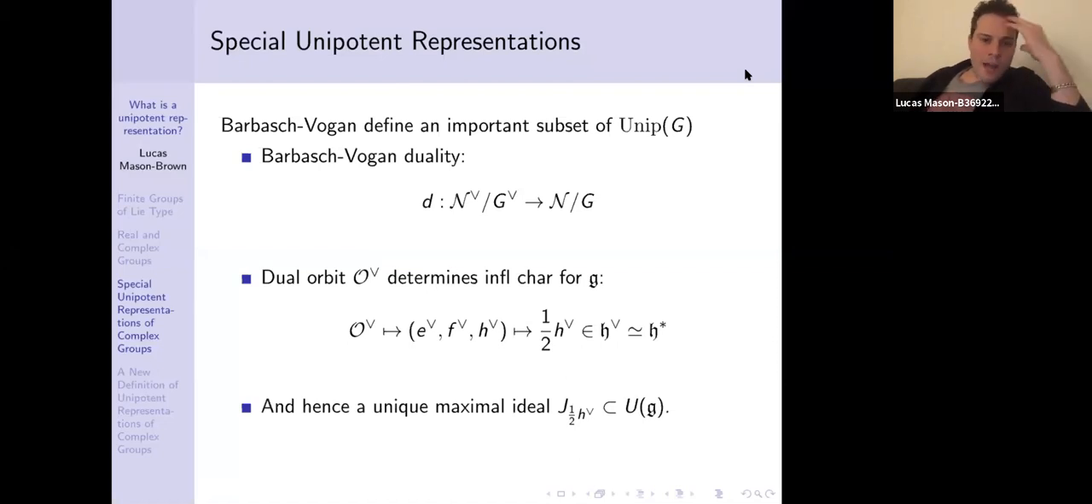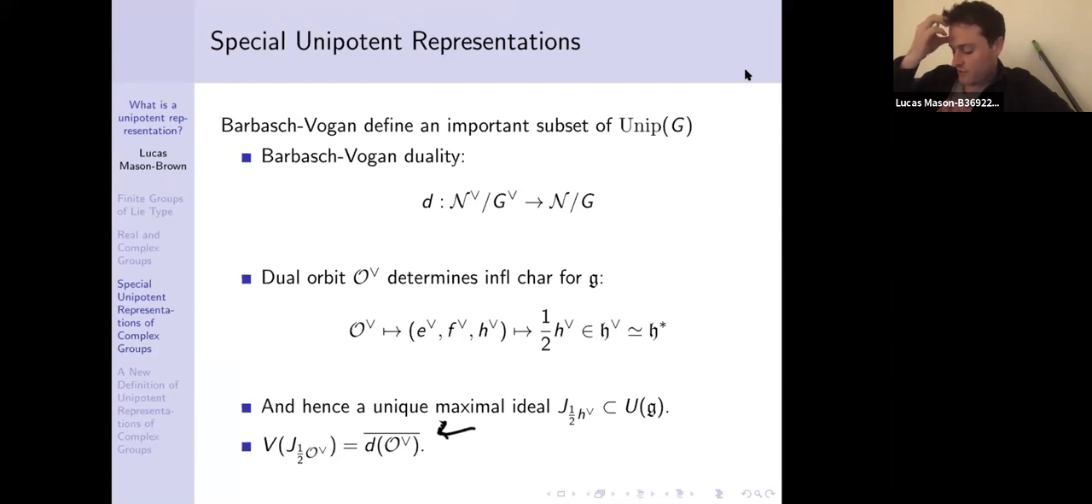And if you have any infinitesimal character, there's always a unique maximal primitive ideal in the universal enveloping algebra with that given infinitesimal character. We'll denote the ideal in question by J of 1/2 H check. And an important fact is that the associated variety of this ideal is just the closure of the Barbasch-Vogan dual of O check. And in fact, this is perhaps better viewed as a definition than a proposition. This is more or less how Barbasch and Vogan define their duality map.